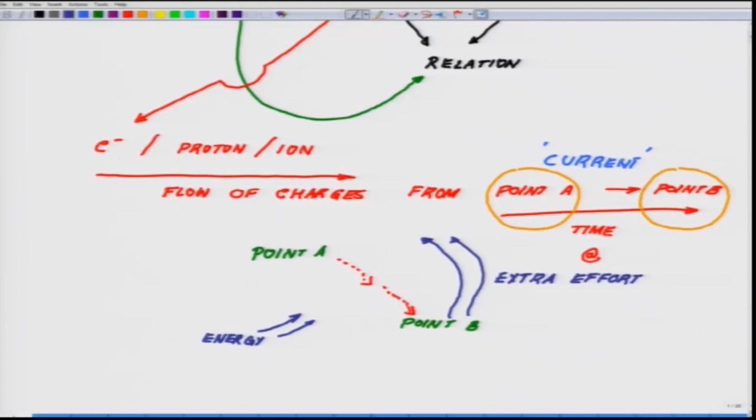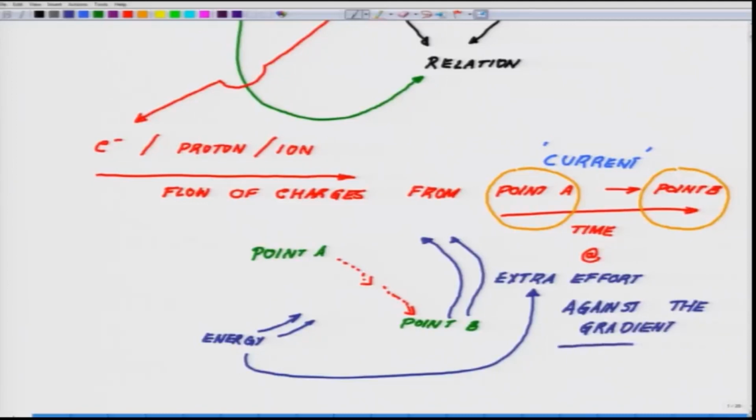or that extra effort is nothing but that extra energy what you are putting in order to push something against the gradient. So, this against the gradient is an energy intensive process as compared to the situation where from point A to point B the flow will take place by a spontaneous process.